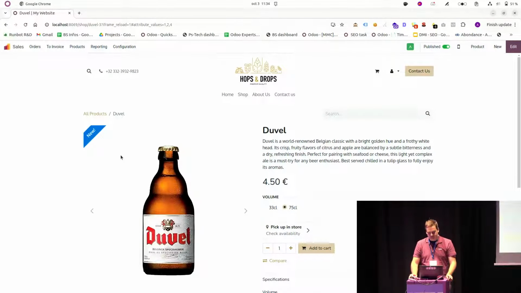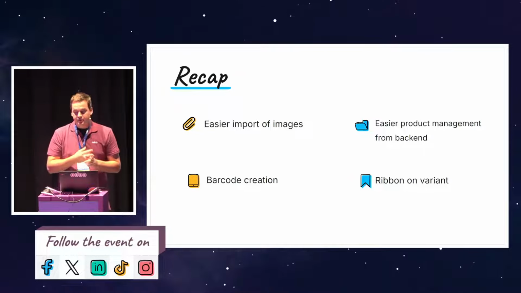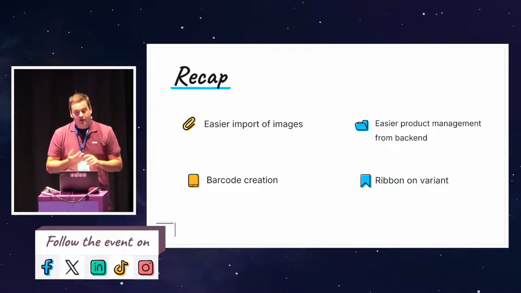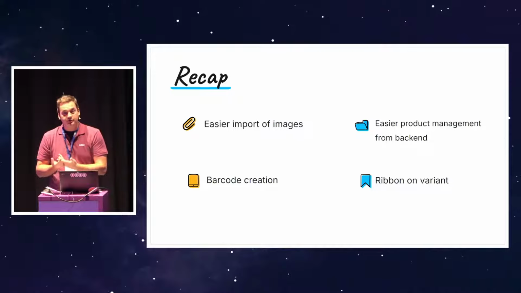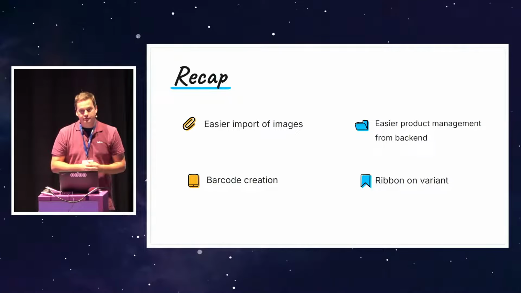So now that I've shown you a better way to start with Odoo, just a small recap. We have an easier import of images, an easier product management from the backend, a barcode creation when we add a new product to our catalog, and we now have the ribbon on the variant.